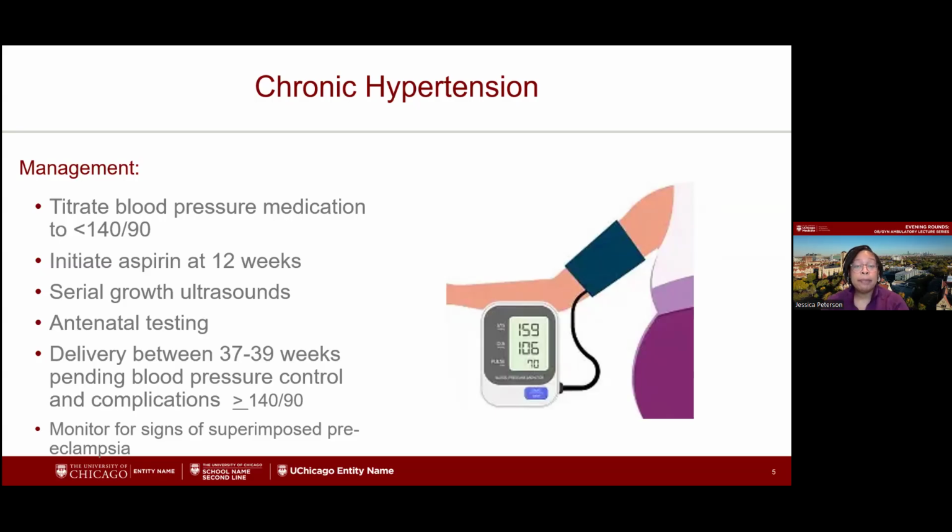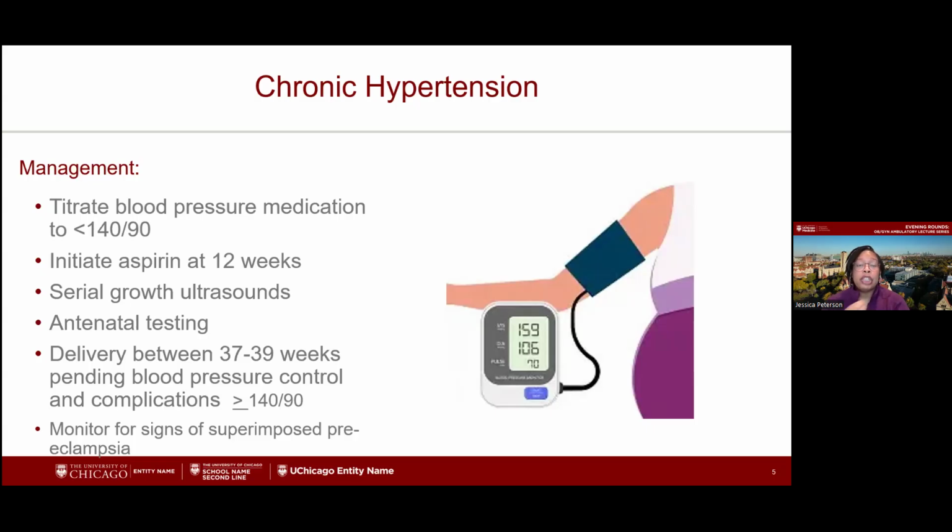Additionally, for preeclampsia prevention, we recommend initiation of aspirin at 12 weeks, and that reduces the risk of preeclampsia. Additionally, because of the increased risk of fetal growth restriction, we recommend periodic measurements of the fetal weight, usually starting at around 28 weeks and every 4 weeks until delivery. Lastly, chronic hypertension can increase the risk of stillbirth. And so that is why we do antenatal testing.